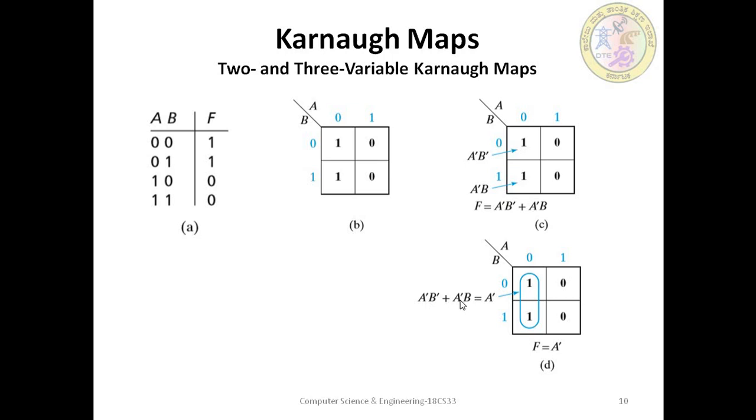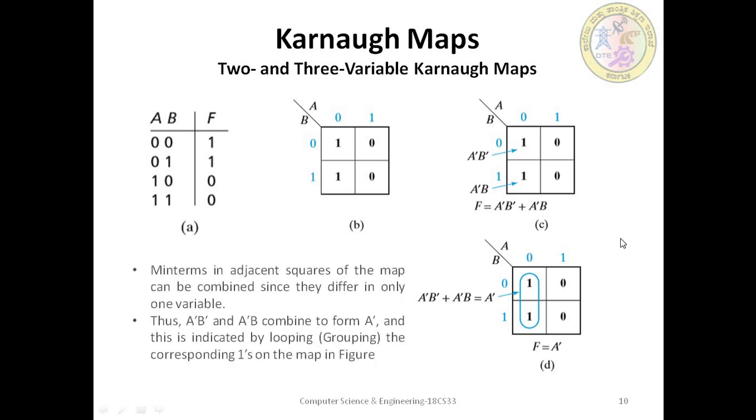We already know that a bar b plus a b bar, that is a b plus a bar b, equals a. Here we have a bar b bar, which is nothing but a bar. To understand it, here we have b bar and b, so b and b bar cancel each other, and we are left with only a bar. So this is how it happens.